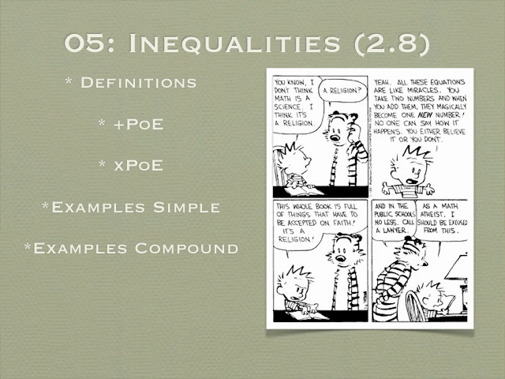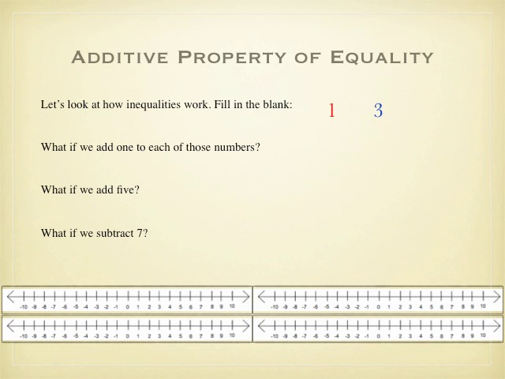Okay, now that we have all of the notation down, we get to actually start solving some inequalities. And we will use basically the same two rules that we used before when we were just solving equations, the additive property of equality and the multiplicative property of equality. There is one little thing that makes it different, so see if you can pay close attention to see what it is. Okay, let's see how inequalities work.